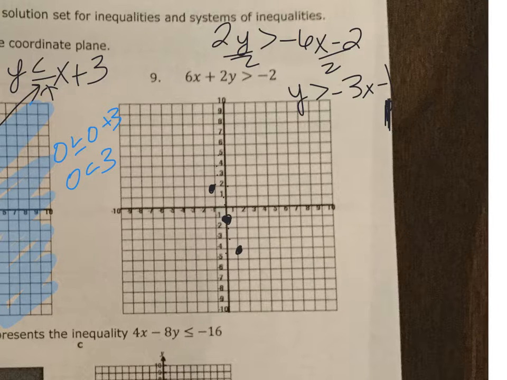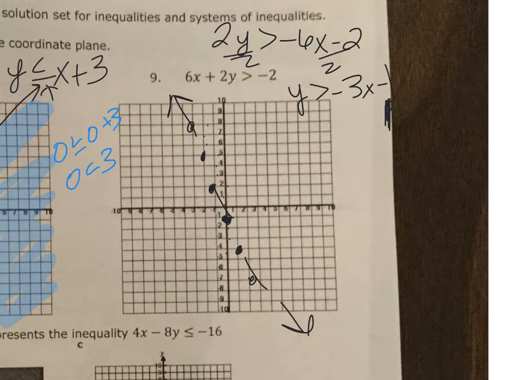Okay, now I look to see what kind of line I need. And it is dotted because there's no also equal to. So just put a dotted or dashed line in there. And decide where to shade. It says greater than, so in my mind it's above, and I clearly see one side of the line is above. But if you are not sure, you can check a test point.